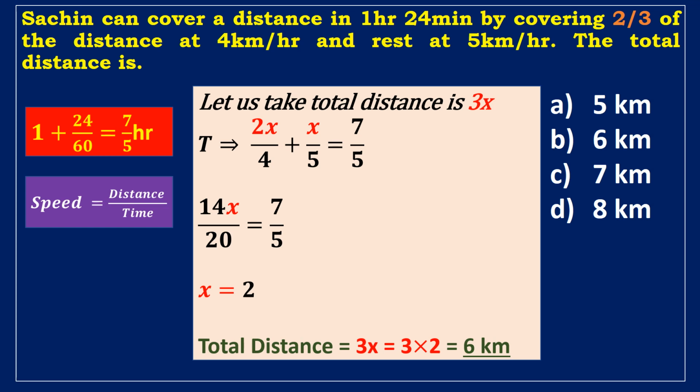We can frame the equation based on this information using a basic formula. T is equal to distance divided by speed. The total time taken to cover a certain distance is the sum of the times taken. 2x by 4 plus x by 5 equals 7 by 5. Solving the equation for x, we get x is equal to 2. Substituting this x value to compute the total distance of 3x, we get 6 kilometers.